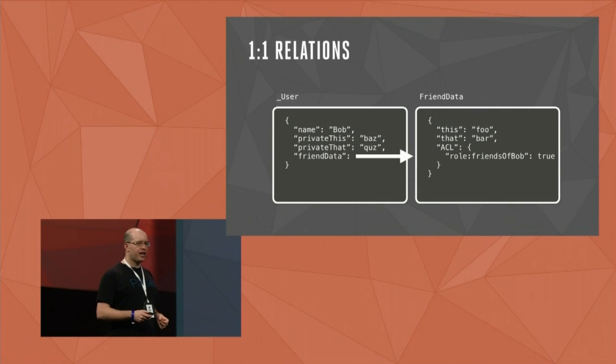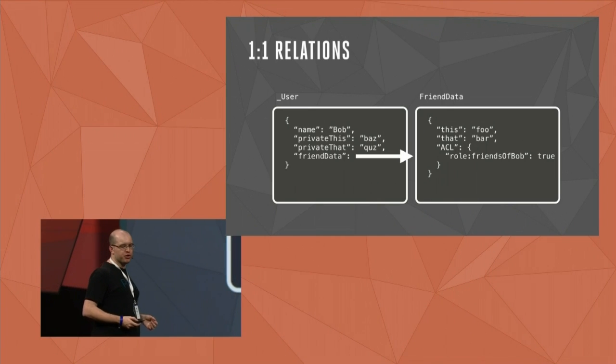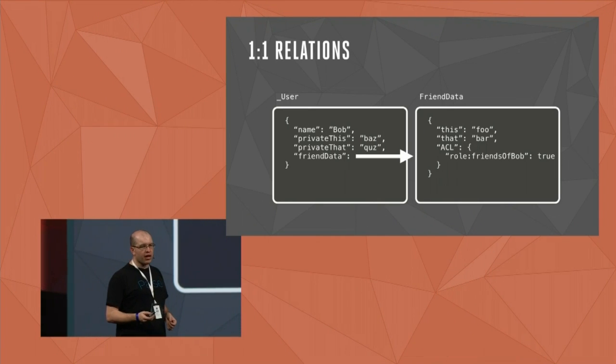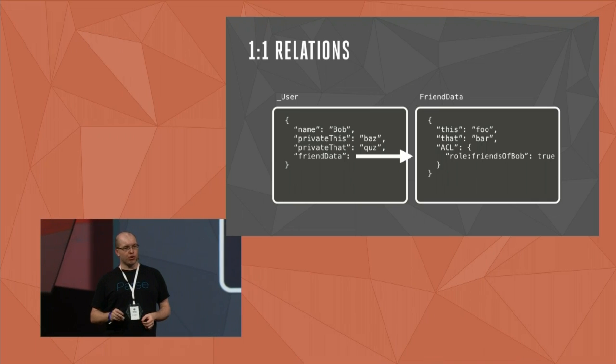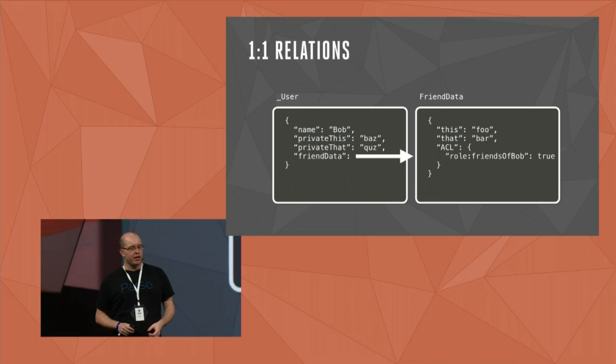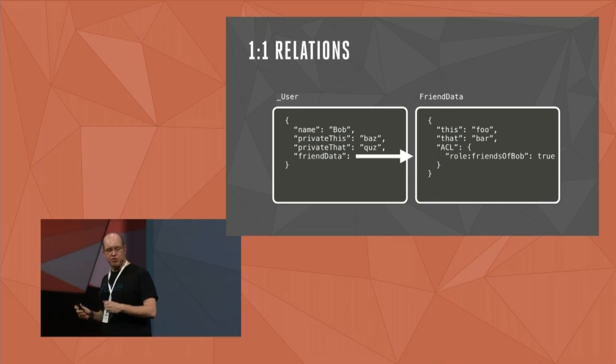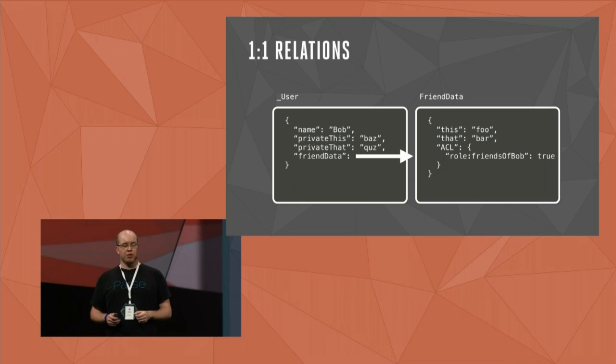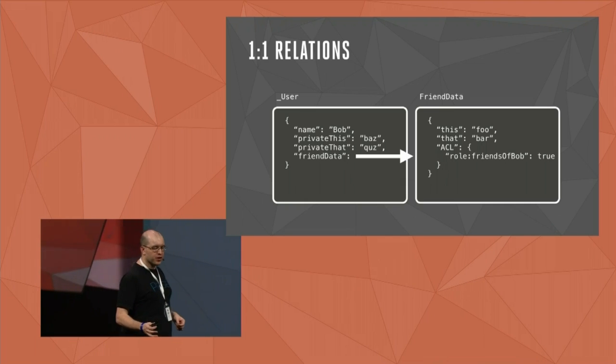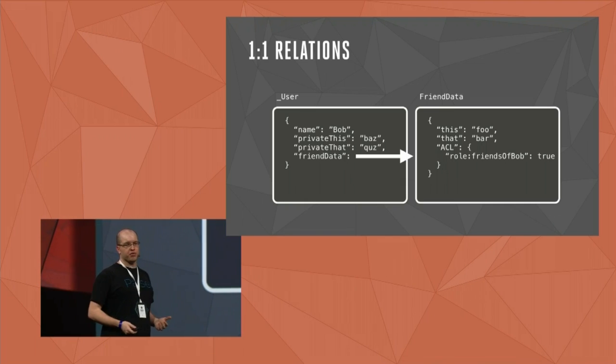This friend data has data that obviously this user's friend should be able to see. And it has an access control list for a particular role. I'll explain what roles are in a minute. But in this case, this role represents this user's friends. So by setting this role to be able to read this friend data, only this user's friends will be able to see it.